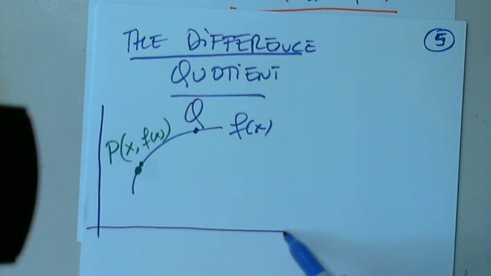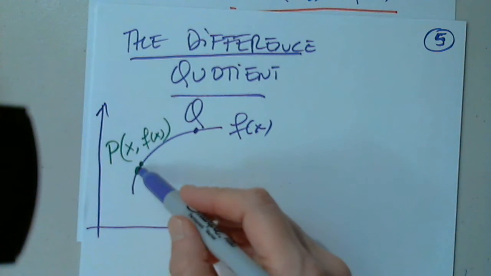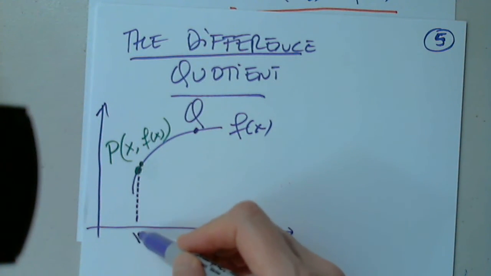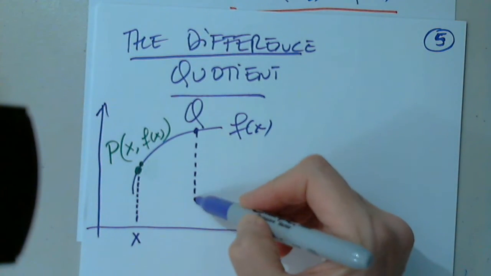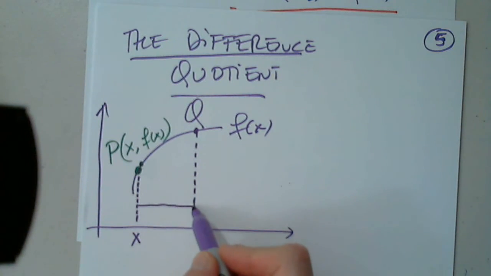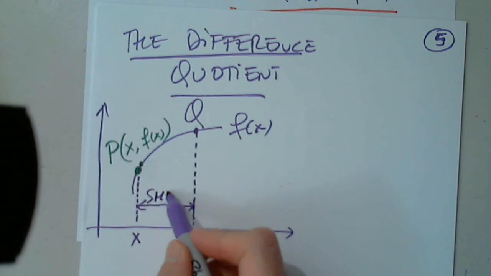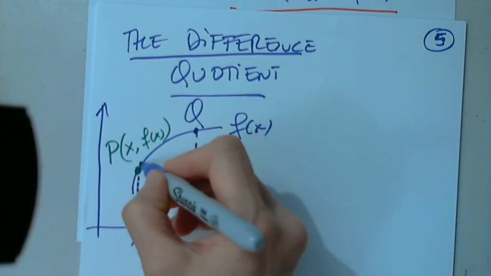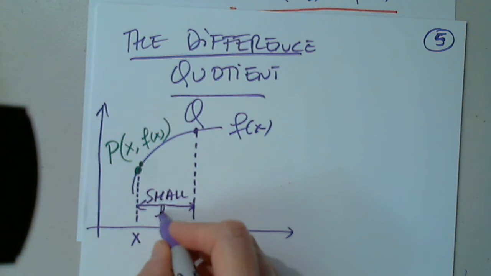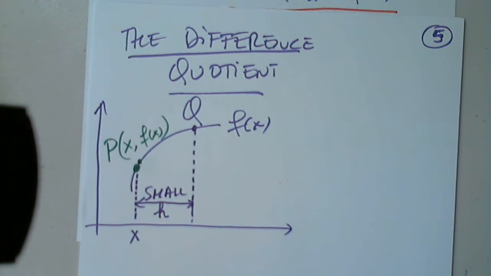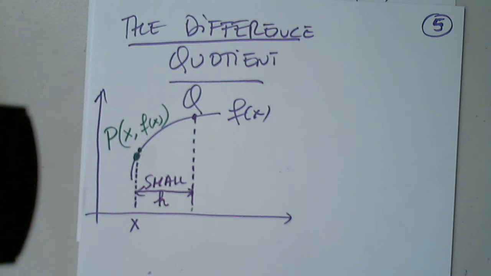And just to make sure, this is X. And this is tiny. Small. Very small, because Q is here. We're going to denote it by lowercase h. H is tiny. Okay, so this is X plus tiny.